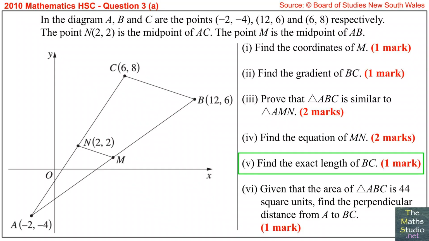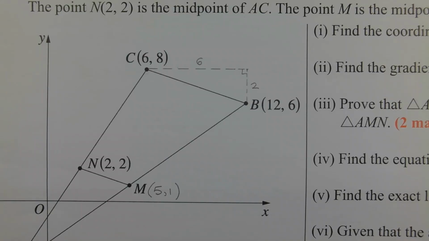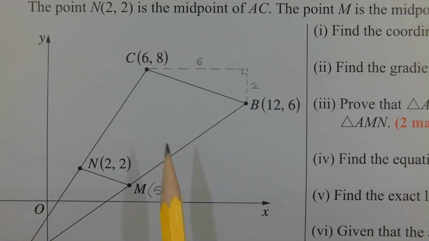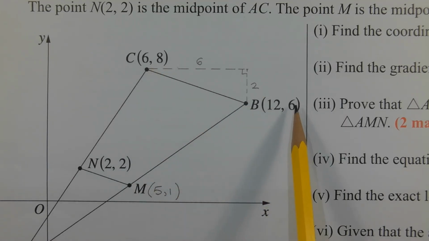Part 5. Find the exact length of BC. We can form a right-angled triangle around interval BC, where BC is the hypotenuse of this triangle, and the two short sides are parallel to the coordinate axes. Now, the length of the horizontal short side is the difference in the x-coordinates of points B and C, so it's 6 units, and the length of the vertical short side is the difference in the y-coordinates of points B and C, and that's 2.